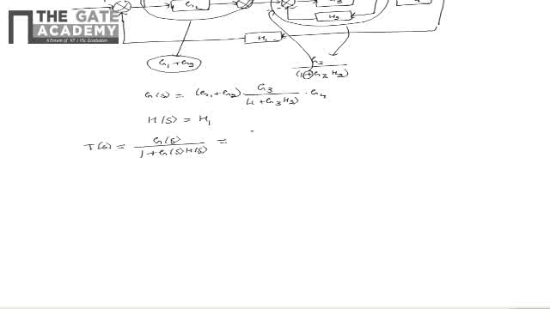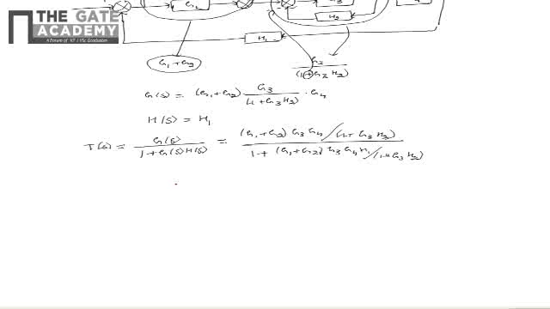So from this we can see that T of S can be simplified as G1 plus G2 multiplied by G3 G4 multiplied by 1 plus G3H2 as a whole divided by 1 plus G1 plus G2 multiplied by G3 G4 H1 divided by 1 plus G3 H2.